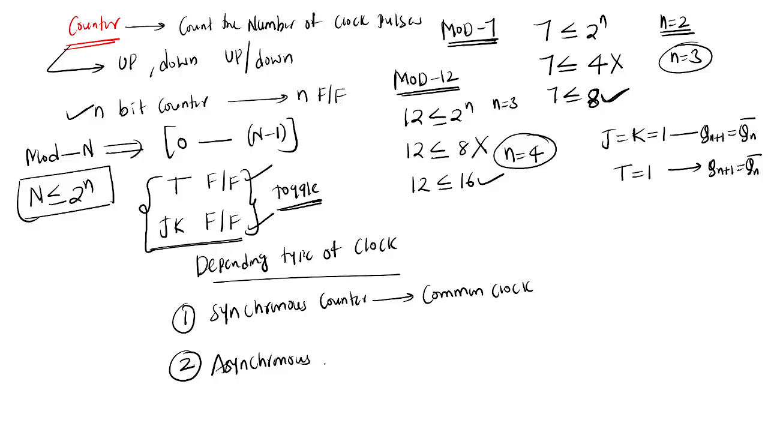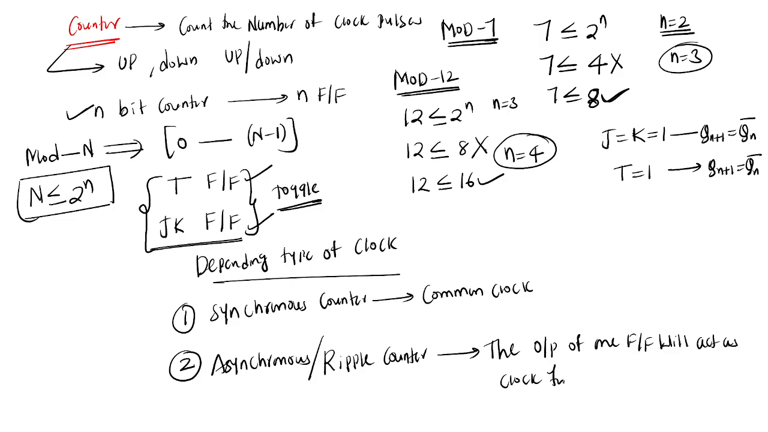Asynchronous counter, or we can call it ripple counter also. Ripple counter means the output of one flip-flop is acting as a clock for the next flip-flop. We'll write here: the output of one flip-flop will act as clock for the next flip-flop. Is it fine? Yes, sir. Got it. Okay, next.